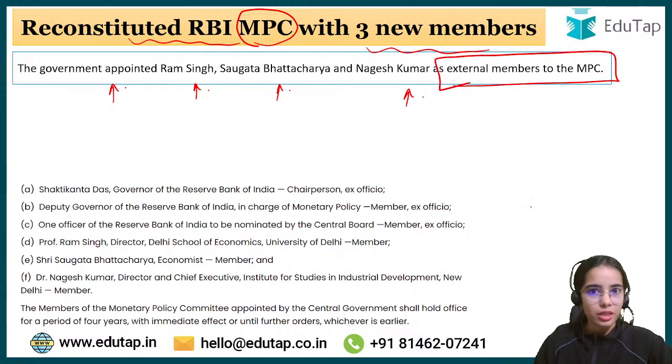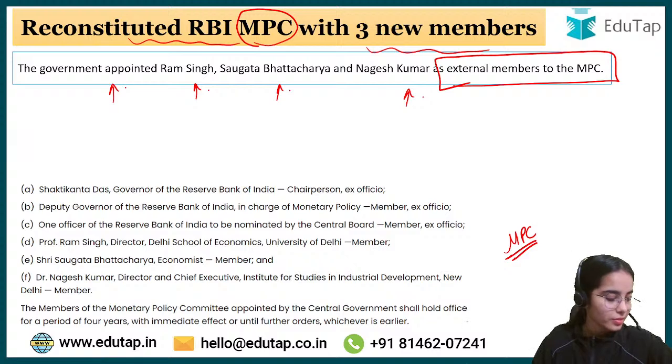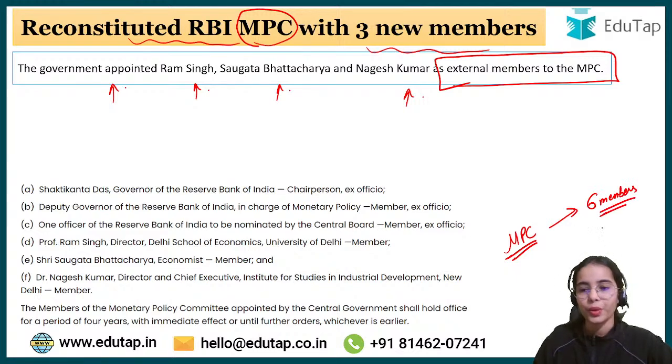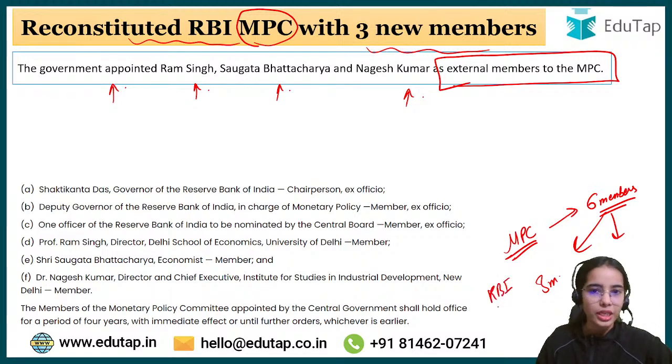Are you aware how many members the Monetary Policy Committee has? Anyone aware about this? In total, there are 6 members of the MPC. Out of these 6 members, 3 are from the Reserve Bank of India, including the RBI governor. The other 3 are external members appointed by the government of India, the central government.